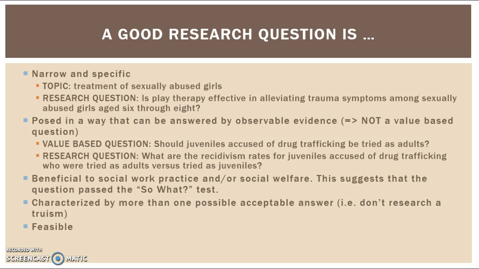So there is a difference there in that you are not imposing your own value set as a researcher. Rather, you're posing a question that can be answered with observable evidence. Now, with that first question of should juveniles accused of drug trafficking be tried as adults, you could rephrase that and say, what is the public's attitude toward trying juveniles as adults? That, of course, is allowed because then your research question is actually inquiring about public opinion.